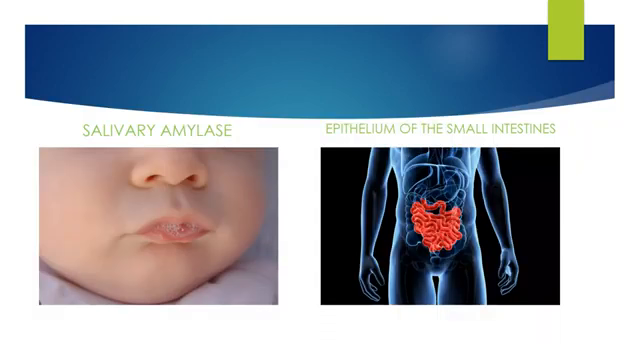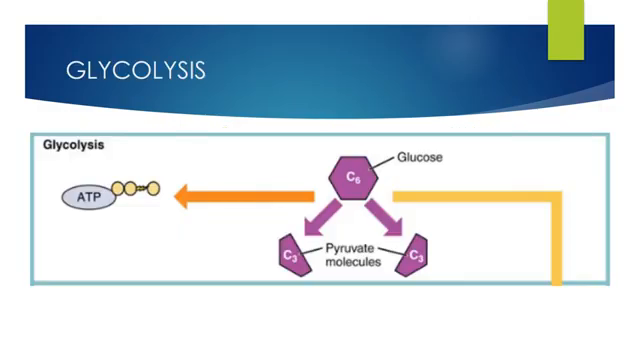Carbohydrate digestion begins in the mouth with the action of salivary amylase on starches and ends with monosaccharides, which are sugars in the simplest form that are unable to be broken down further. These monosaccharides are absorbed across the epithelium of the small intestine. Once the absorbed monosaccharides are transported to the tissues, the process of cellular respiration begins.